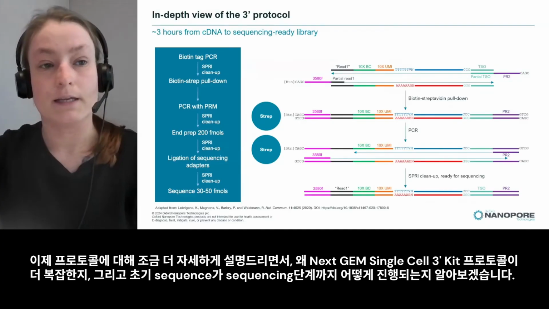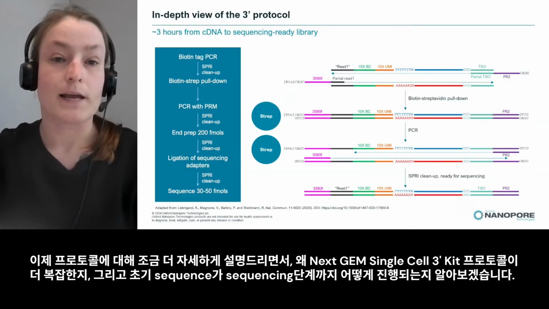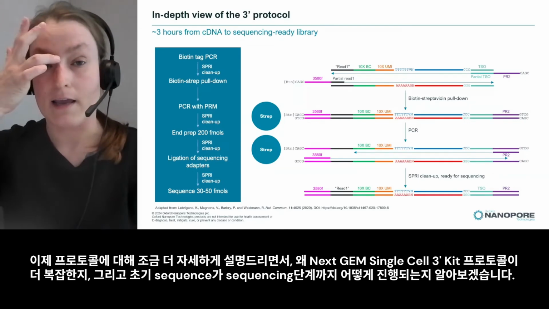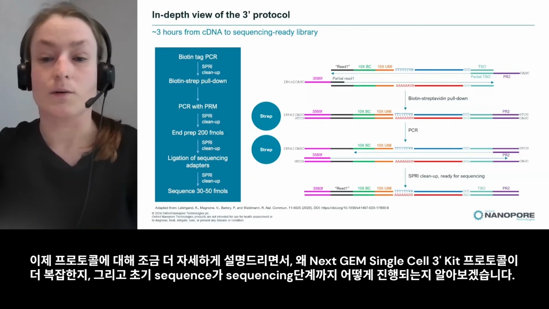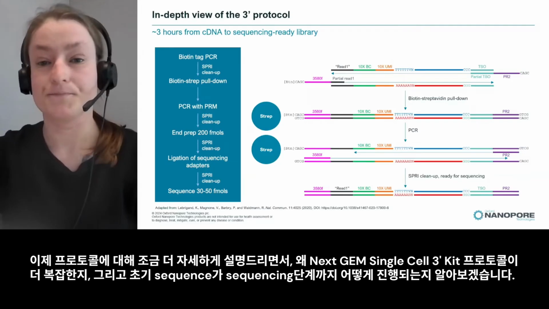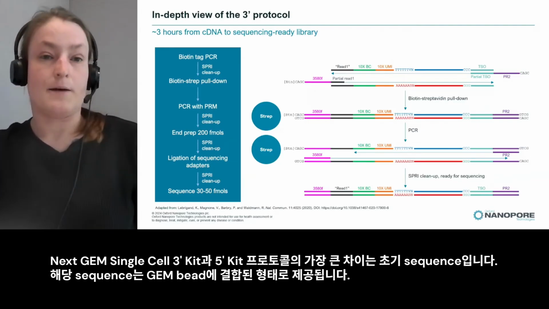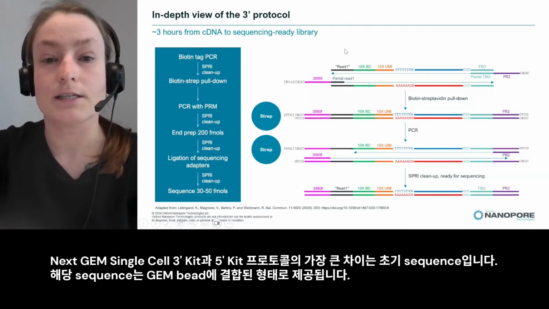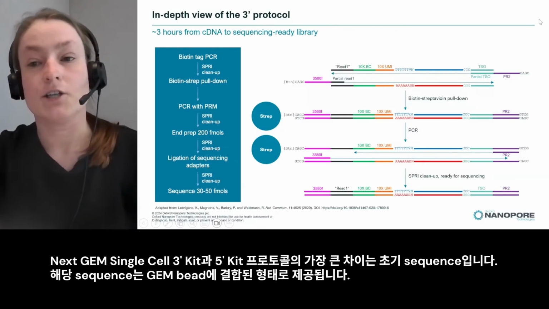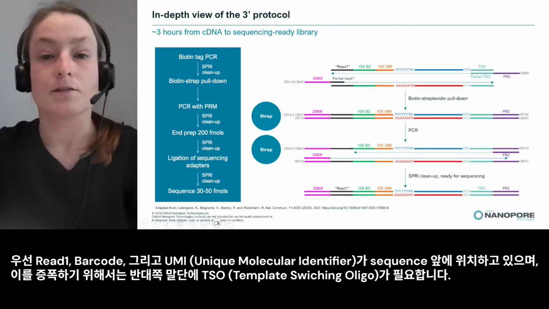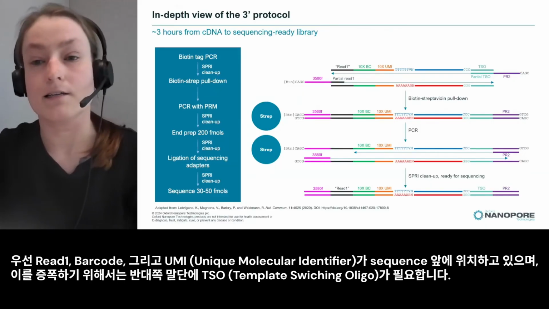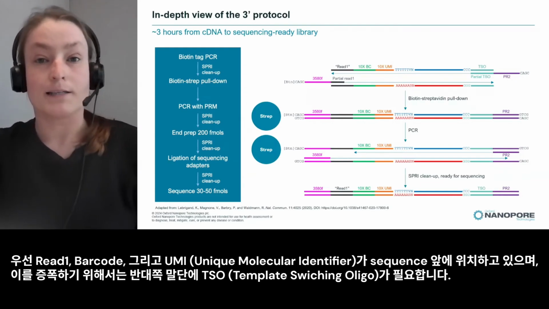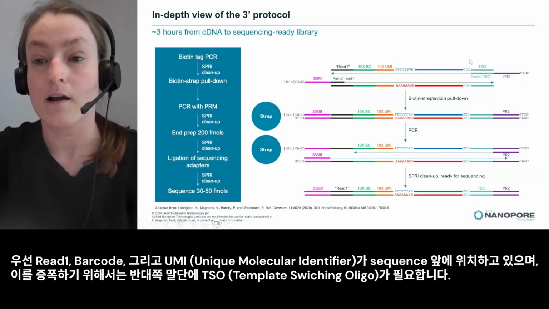Now, to go a little bit deeper on those protocols, I wanted to explain to you why the 3' protocol is longer, and also just to show you what the sequences look like from the box all the way through to sequencing. The main difference between the 3' and the 5' is this initial sequence. This is the sequence that is attached to the gem bead. Firstly, you'll see it has the read one, the barcode, and the unique molecular identifier before the sequence. And this means that to amplify that, we require a template switching oligo on the other end.